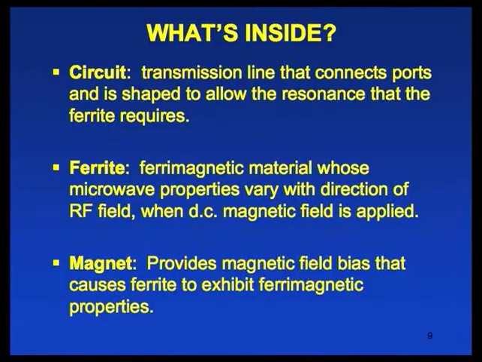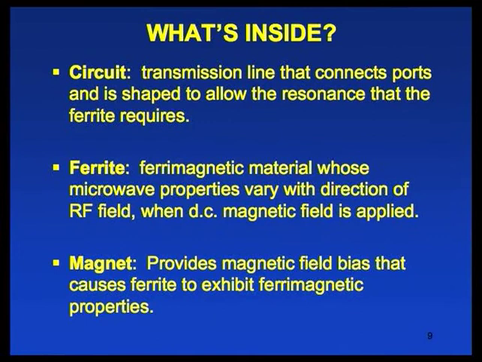Here we have a description of the three major components inside the isolators and circulators. The first, the circuit, is one you saw. It's really a transmission line, or the center part of the transmission line, and it connects the three ports together, but it also allows a resonance to occur so that the ferrite can perform the rotation in the fields that we'll talk about later. Then there is the ferrite material.